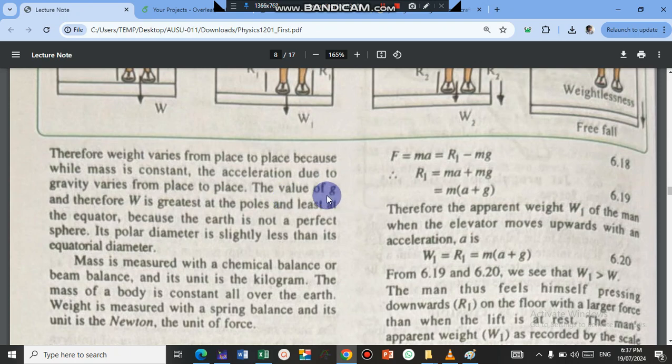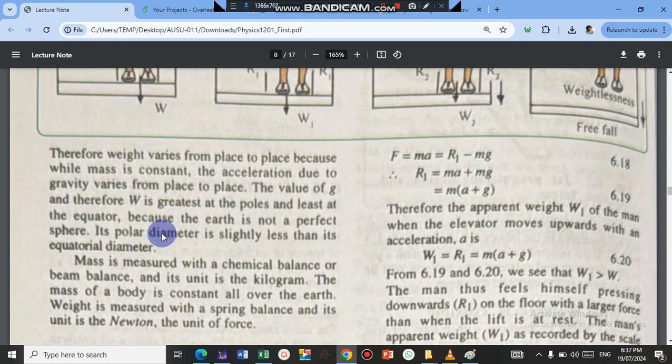The value of g and therefore weight is greater at the poles and less at the equator, because the earth is not a perfect sphere. Its polar diameter is slightly less than its equatorial diameter. So what they are saying is that the weight at the poles will be greater, and the least value you will get is at the equatorial region.